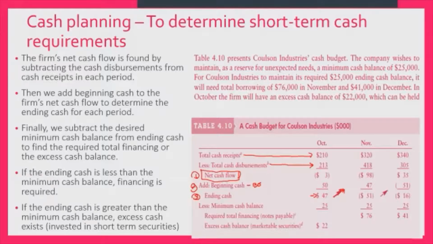The fourth phase now, they gave us here now. So after we add beginning cash to the firm's net cash flow to determine the ending cash for the period, finally we subtract the desired minimum cash. So normally there's a minimum balance that you should have in your account, or the firm plans to have in the account. Sometimes it's used for like an emergency.